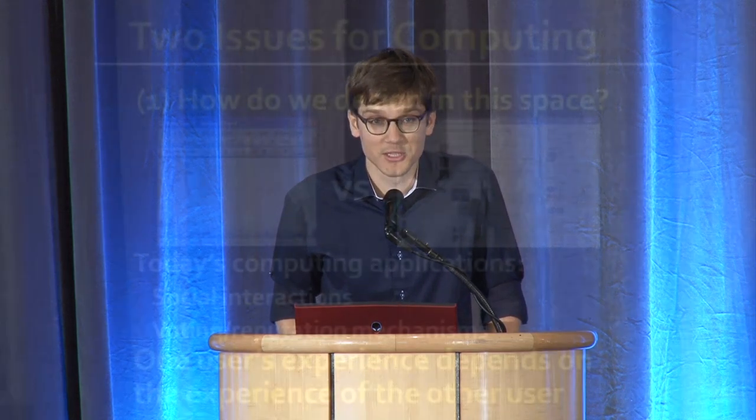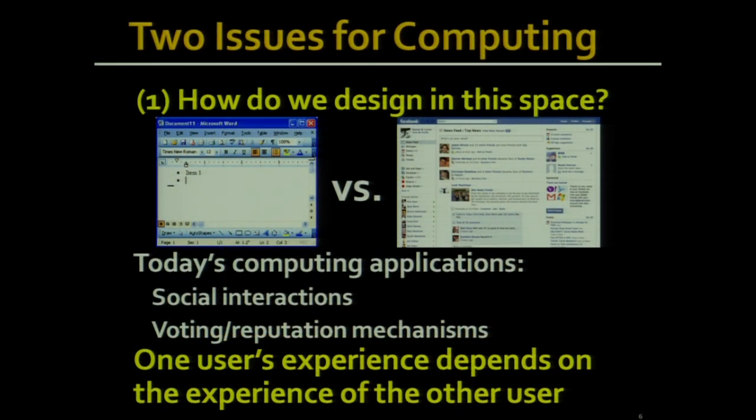So the first one is, how do we think about designing in this space, right? Today's computing applications are about social interactions. They allow for voting and reputation mechanisms. And in some sense, one user's experience depends on the experiences of the others. So the question is, how do we design, how do we build better applications in this new space of possibilities?